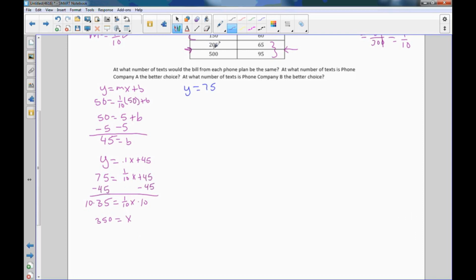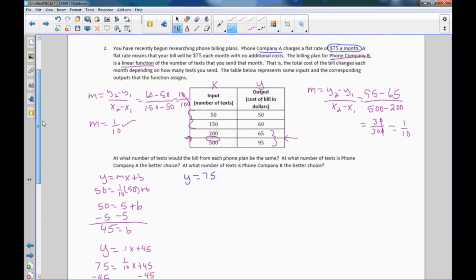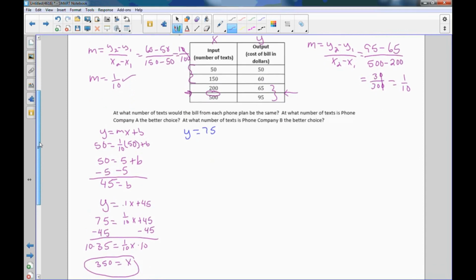And as you can see, 350 is between 200 and 500. Okay, so the company, it says at what number of texts would the bill from each plan be the same? And that would be when plan B, you had 350 texts. At what number of texts is the phone company A a better choice? Phone company A, remember, is the $75 a month. So phone company A is going to be a better choice if you send more than 350 texts.